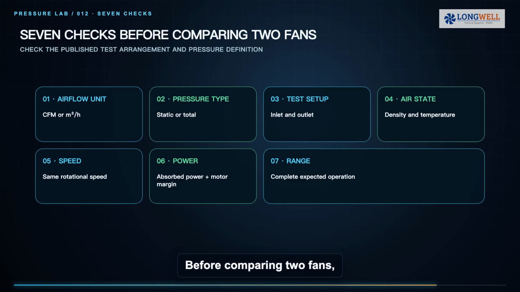Before comparing two fans, check 7 items: airflow unit, pressure type, inlet and outlet test arrangement, air density and temperature, rotational speed, absorbed power, and the complete expected operating range. Then add system effects, sound, control limits, motor margin, and installation clearances.